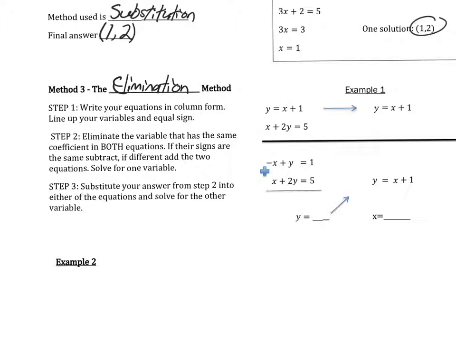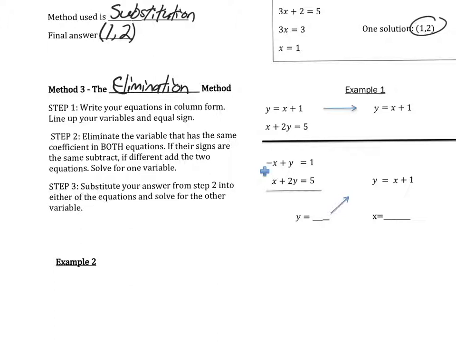The next one, the elimination method. Step 1, write your equation in column form, line up your variables and equal signs. Okay, so I went ahead and did that down here. Step 2, eliminate the variable that has the same sign, or if it has the same sign, go ahead and subtract. If it has different signs, then we're going to add them. So looking here, my x's are the same. They have different signs, so that means I'm going to add them.